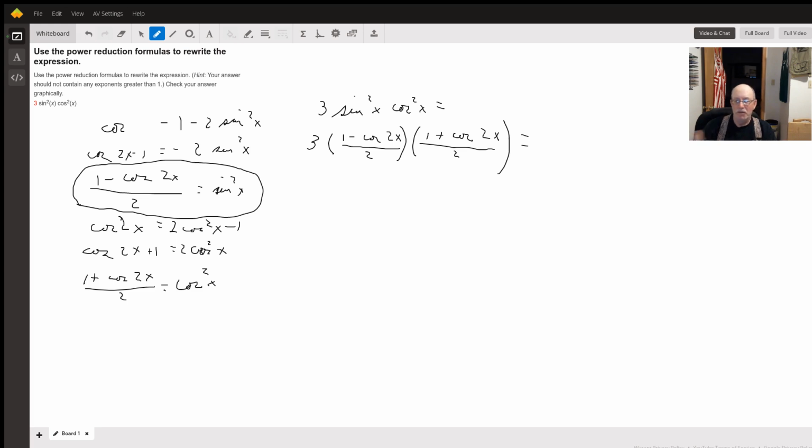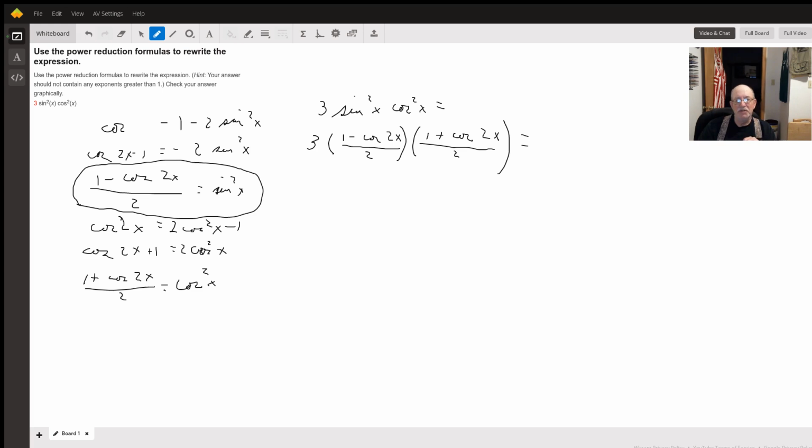In one of the formulas we use, cosine of 2x equals 1 minus 2 times sine squared x. If we solve that for sine squared x, we get 1 minus cosine of 2x all over 2. And then for cosine squared x, the cosine of 2x equals 2 cosine squared x minus 1. We solve that for cosine squared x, and we get 1 plus cosine 2x all over 2.